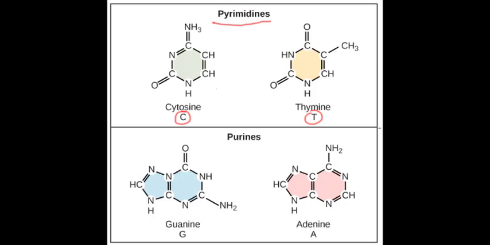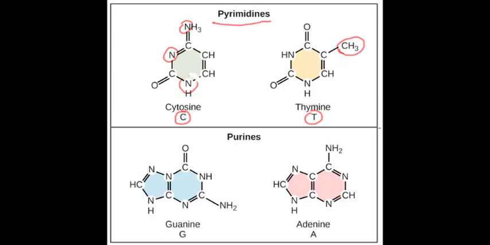Now, look at those two. They kind of look very similar. They contain a lot of nitrogen atoms in every single one of those molecules. But when you look at the tiny differences between cytosine and thymine, you can tell that in thymine we have this chemical group here that has been added.